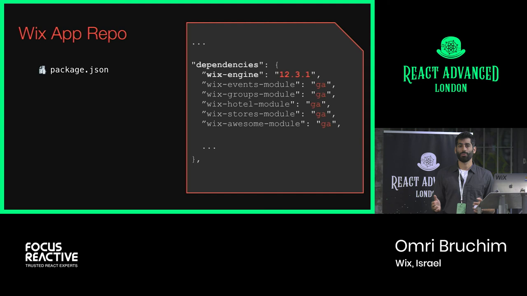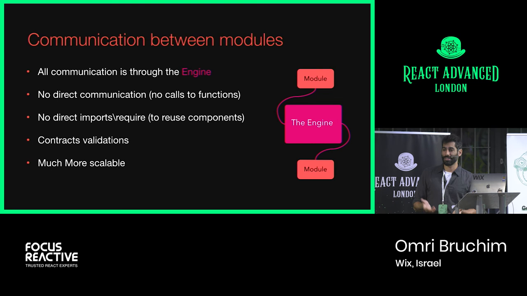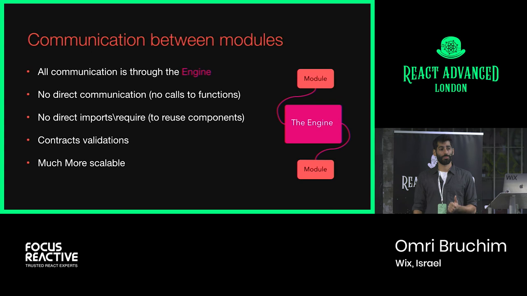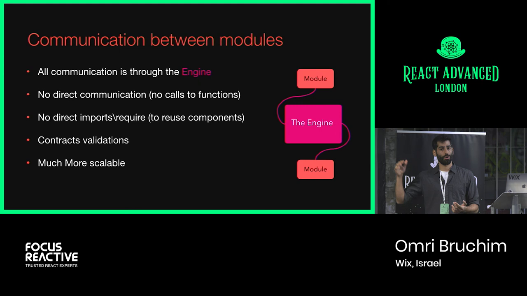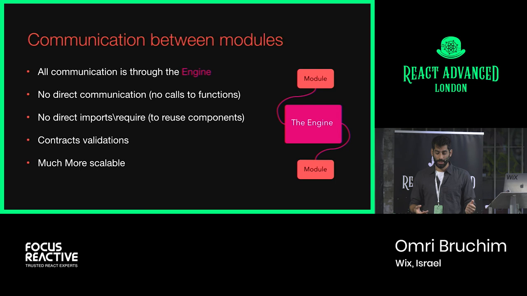Now, communication between the models: they talk with each other, okay, but all of it is through the engine, because we want control over everything going on inside the application. So there is no direct communication between two models. You don't require other models and call their functions. It's all by the API, by the model.js. We have contract validation. It's much more scalable just because I can listen to the interaction between models.